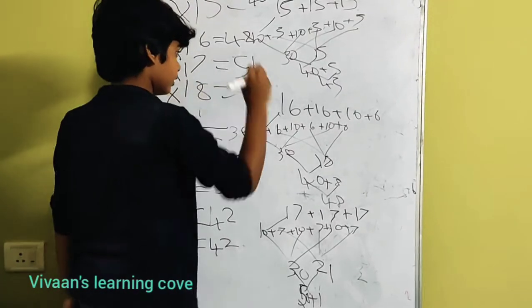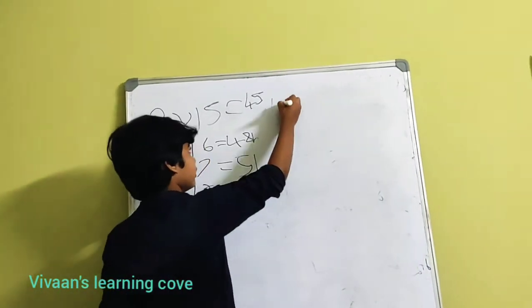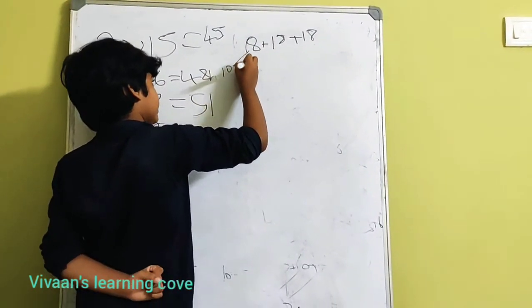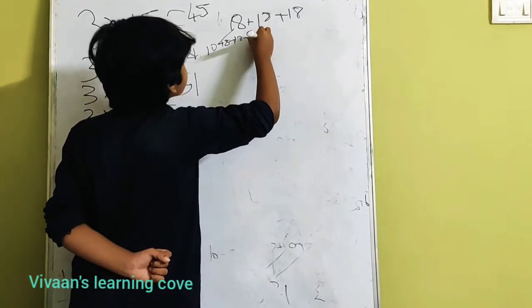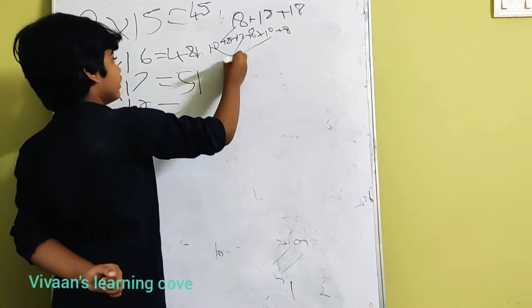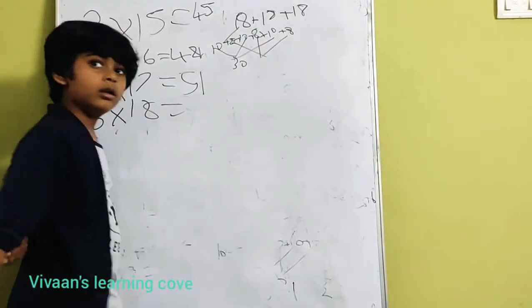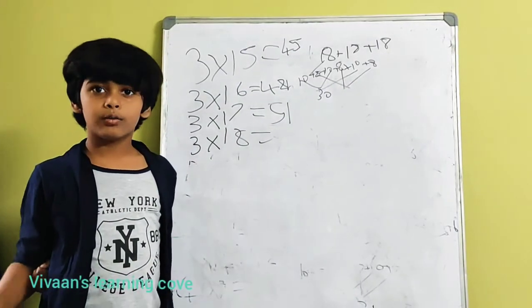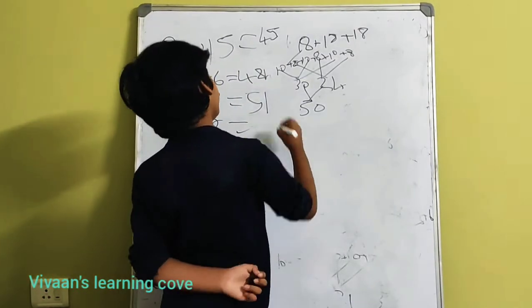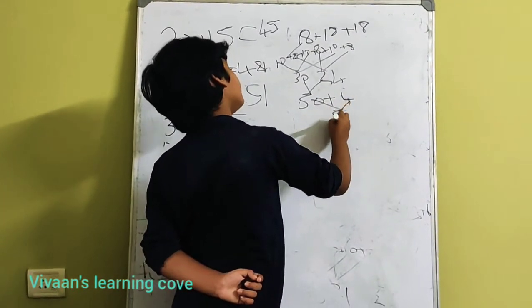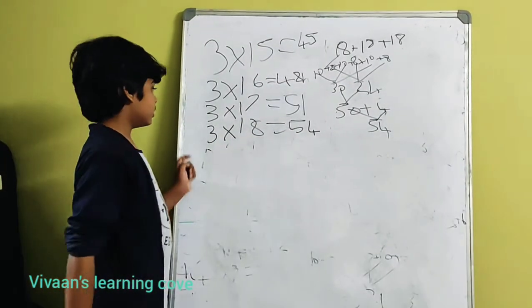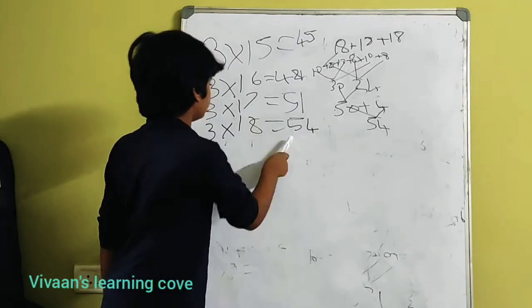3 times 18 equal to 18 plus 18 plus 18. 10 plus 8 plus 10 plus 8 plus 10 plus 8. 10 plus 10 plus 10 equal to 30. 8 plus 8 plus 8, we know 3 times 8 is equal to 24, right? So 30 plus 20 is 50. 50 plus 4, easy, 54. So 3 times 18 equal to 54. So see, 18 times 3 and 3 times 18 both should come 54.